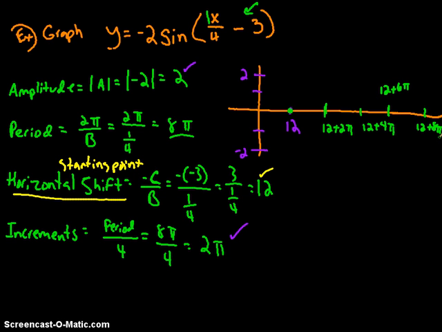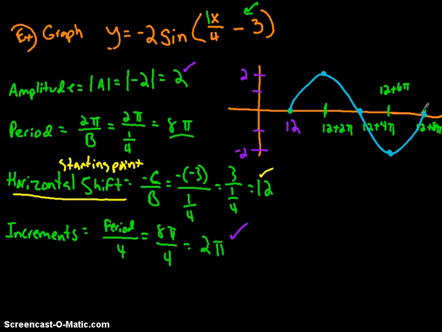So from there we can graph it. My starting point is here. I should go up. I should max out here. I should have an intercept there. I should have a minimum at -2. Now I should have an intercept there. So the graph looks like this.